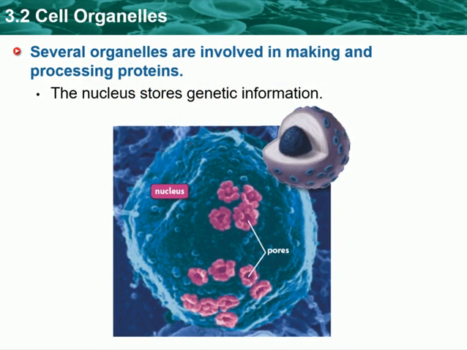Second main idea: Several organelles are involved in making and processing proteins. Much of the cell is devoted to making proteins. Proteins are made of 20 types of amino acids that have unique characteristics of size, polarity, and acidity. They can form very long or very short protein chains that fold into different shapes, and multiple protein chains can interact with each other. This almost limitless variety of shapes and interactions makes proteins very powerful.